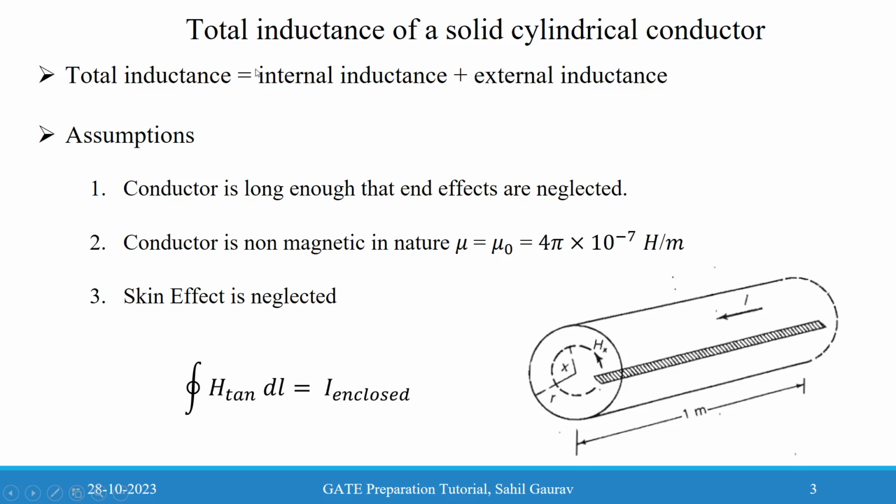So, if we find the total inductance of a solid cylindrical conductor, then we have to calculate both the internal inductance and external inductance. For finding both these, we will first find the internal flux linkage and the external flux linkage. And for doing this, we have some assumptions that will make our calculation simpler.